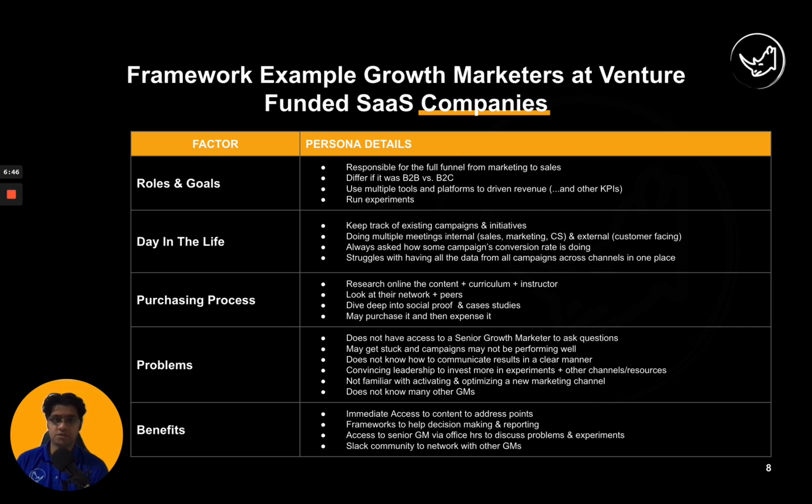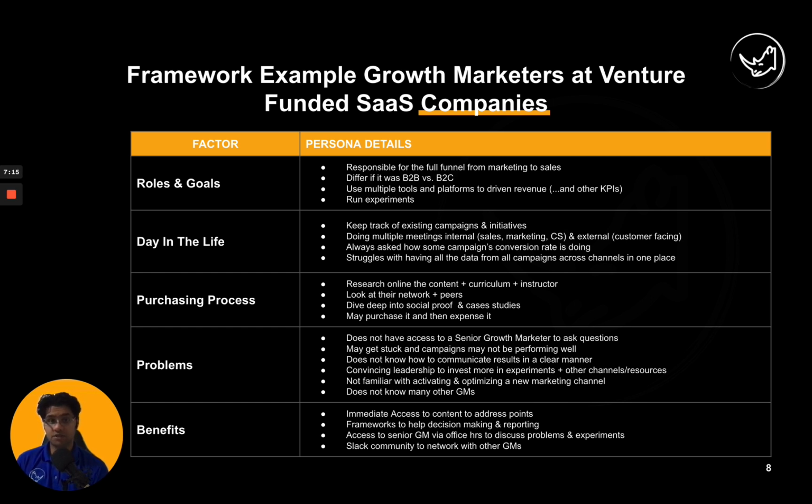And they run experiments. Ideally, a day in the life: they have to keep track of so many different campaigns. They're doing a bunch of meetings with internal and external people. They're always asked something around conversion rate. Hey, what's the conversion rate on this campaign, or what's the conversion rate on this process that you've done? They probably struggle with keeping up with all this data and putting it all in one place, right?